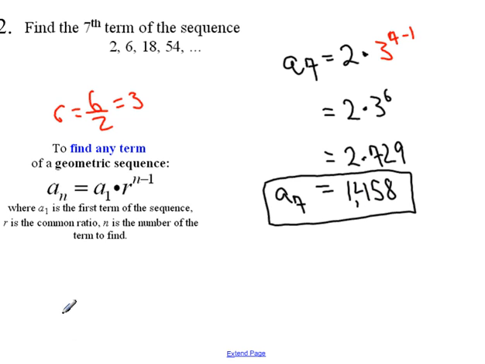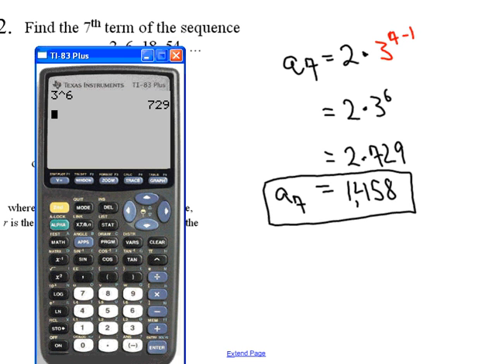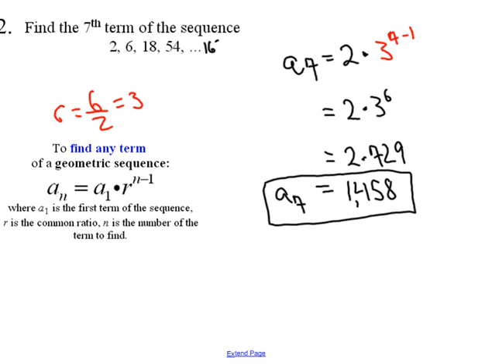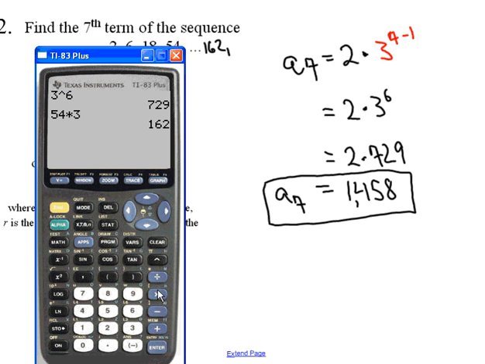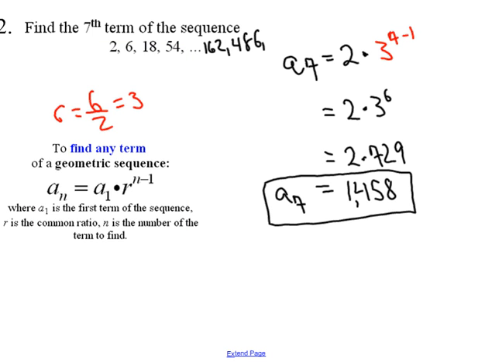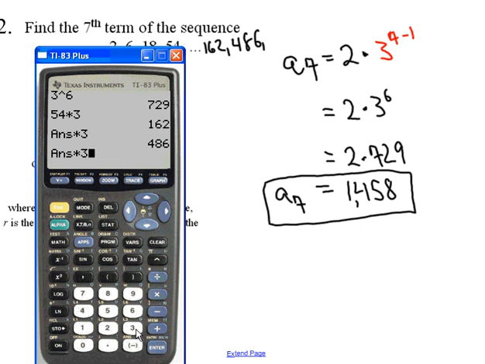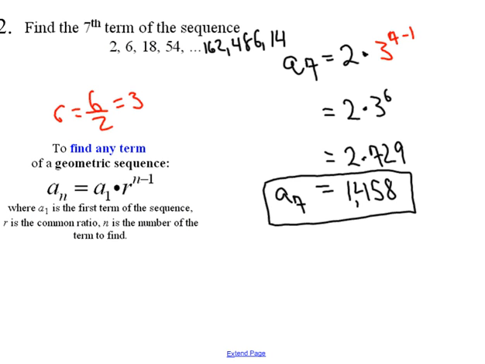Okay? Just for the sake of learning, why don't we find the rest of the terms up to the 7th using the common ratio? So 54 times 3 is 162. 162 times 3 is 486, and 486 times 3 is 1458, which is what we had for the 7th term.